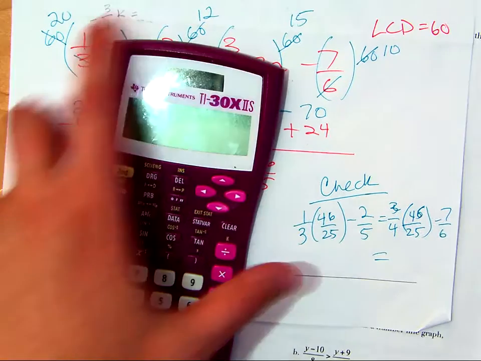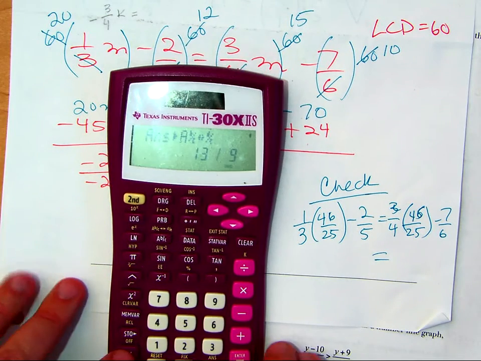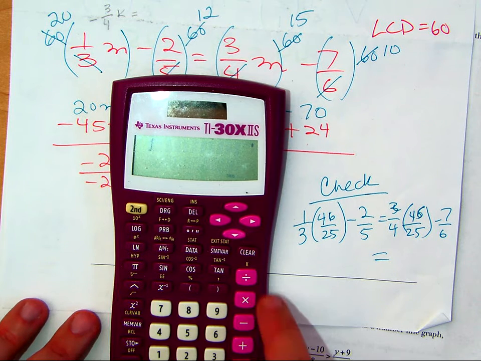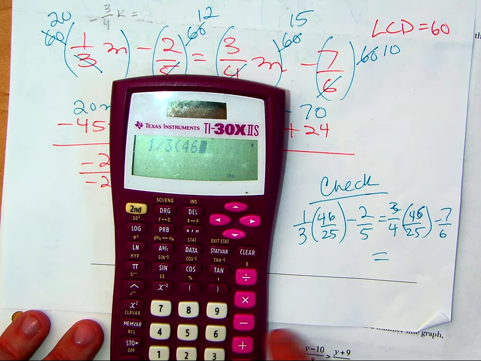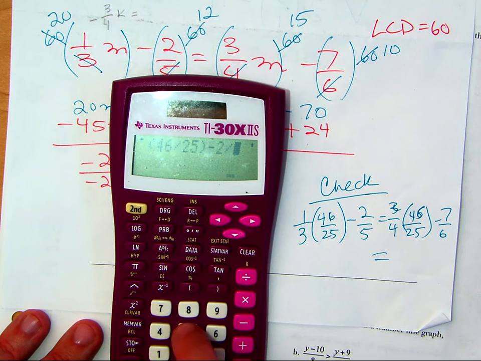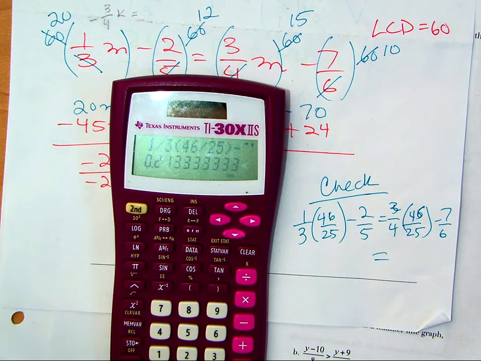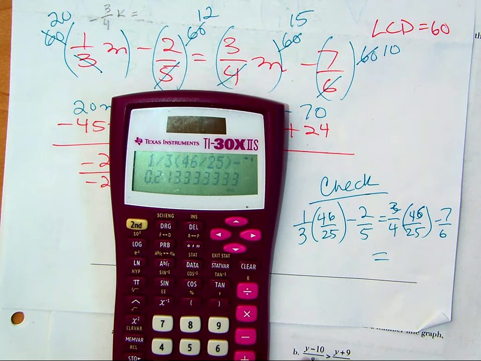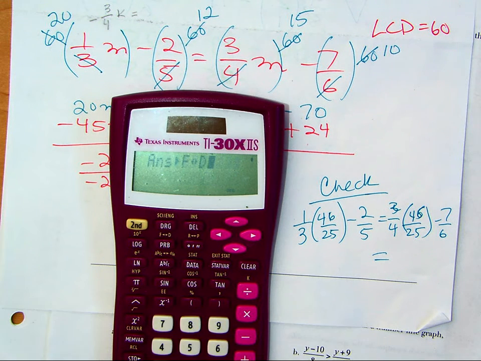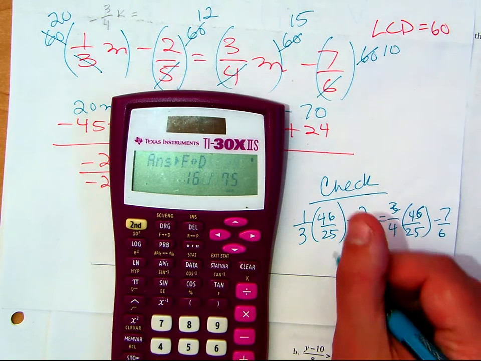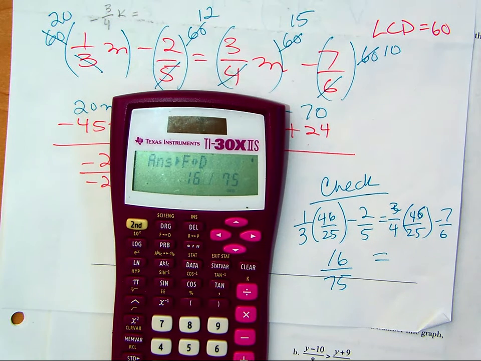So you're going to go on the calculator. I'll show you how you can plug this in here. So we have 1 divided by 3 times 46 divided by 25, parentheses, minus 2/5. So I'm just using the divide. That's my fraction right there. Okay, if I want to change this into a fraction, I go second F to D. The fraction is 16/75. There, that's your common denominator and everything.